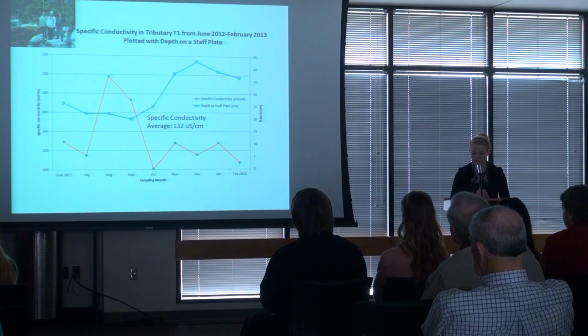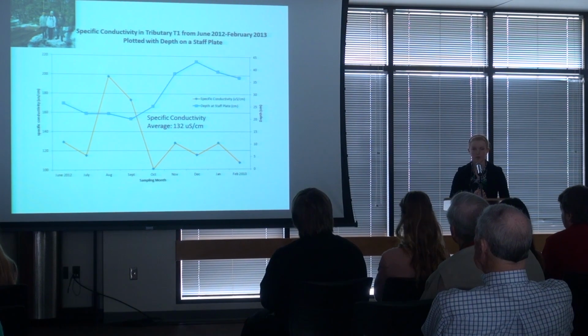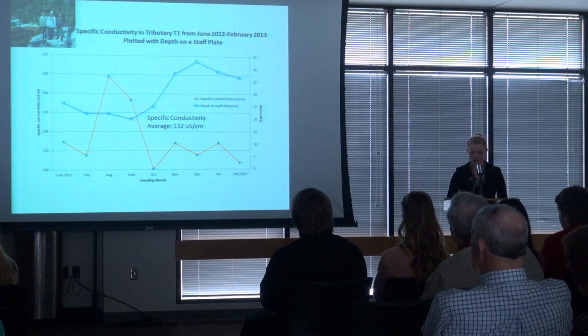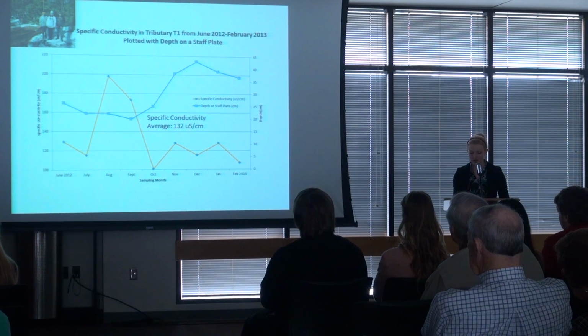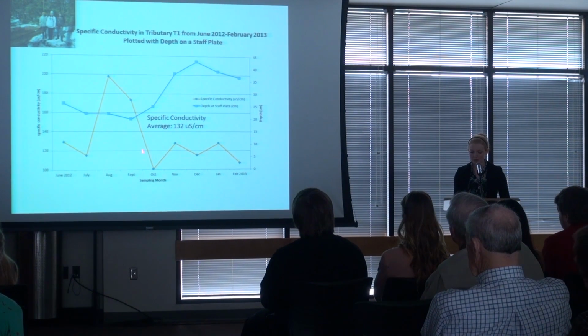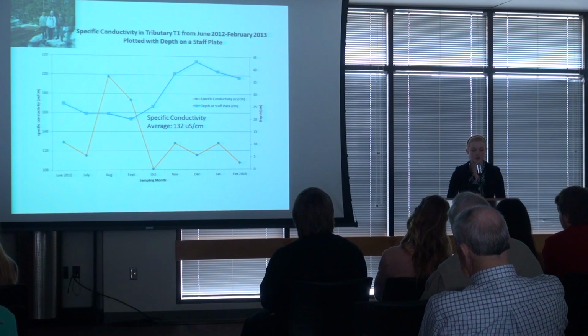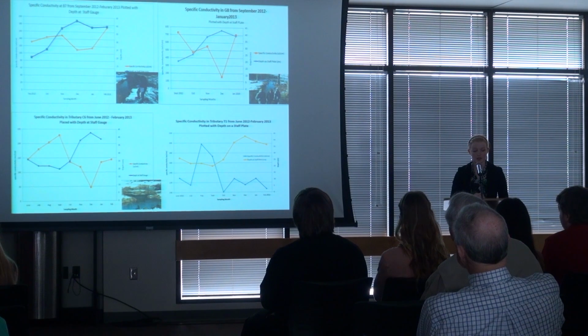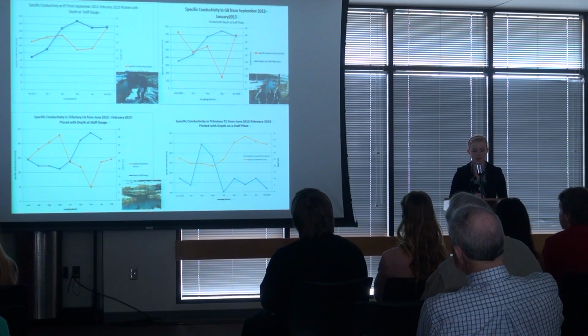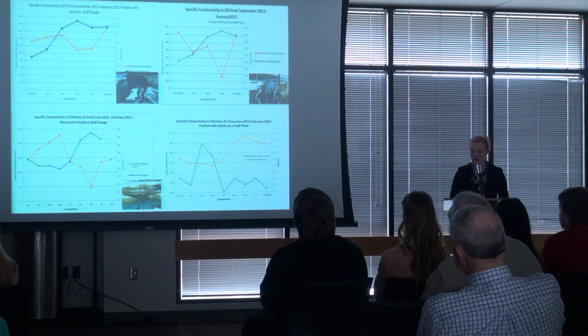This slide is showing the specific conductivity of tributary T1 from June 2012 to February 2013, along with the depth of the water at the staff plate. The y-axis is in microsiemens per centimeter, and the x-axis is the month the water was sampled. Advancing to the legend, the yellow line represents specific conductivity, while the blue line represents the depth of the staff plate. Similar to the barium and strontium graphs, the graph with specific conductivity has an inverse relationship with the depth of the staff plate. The average is 132 microsiemens per centimeter.